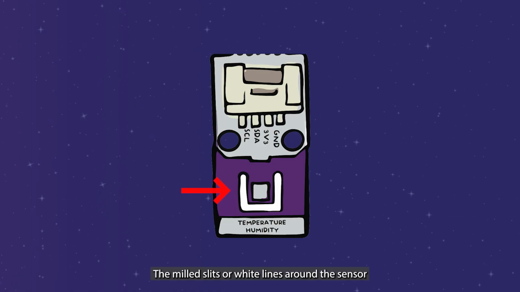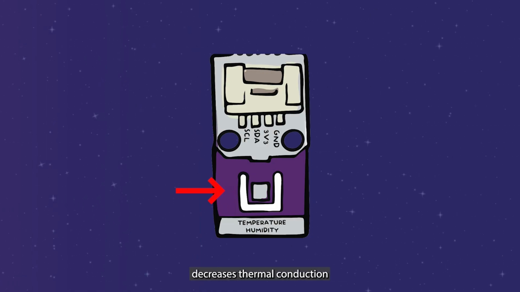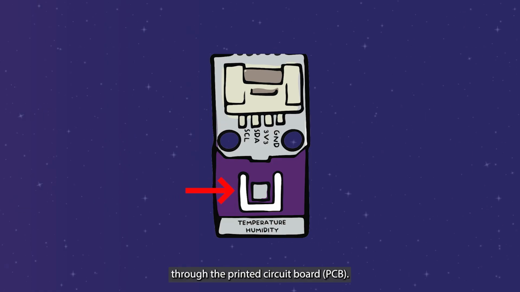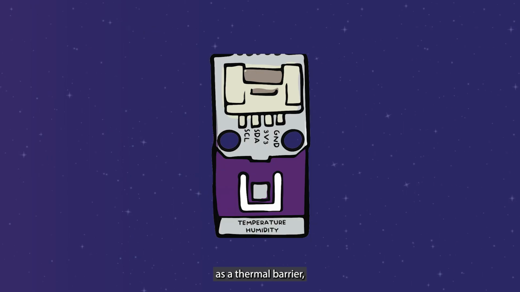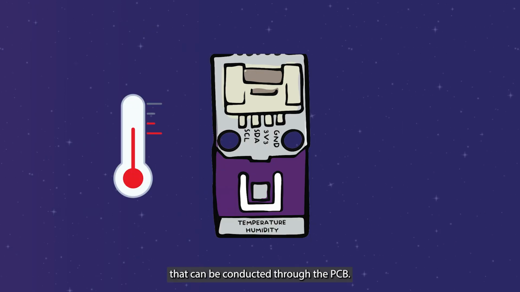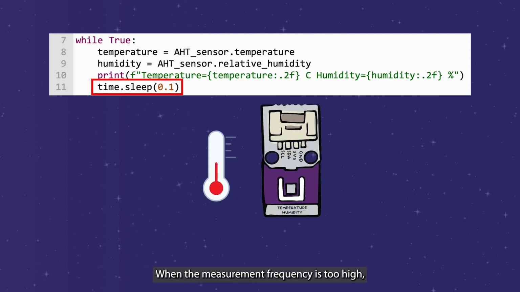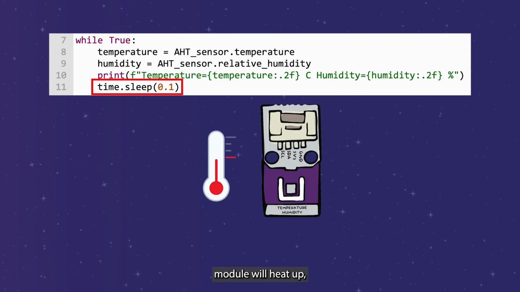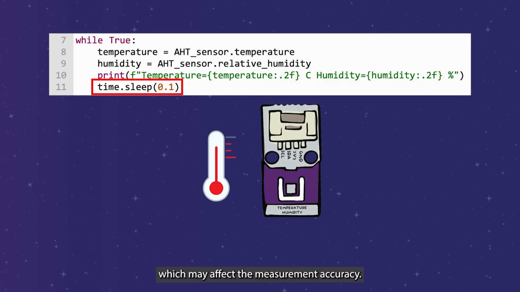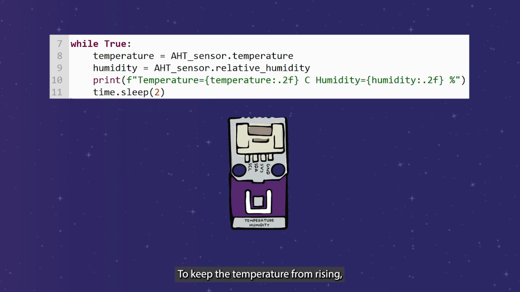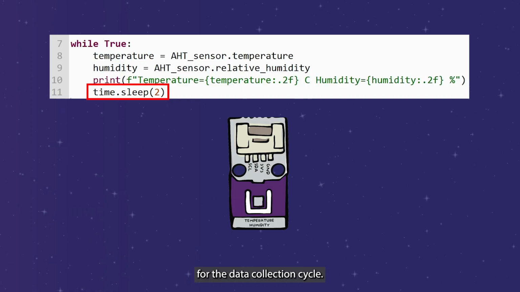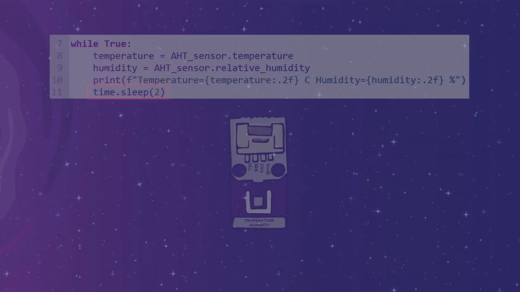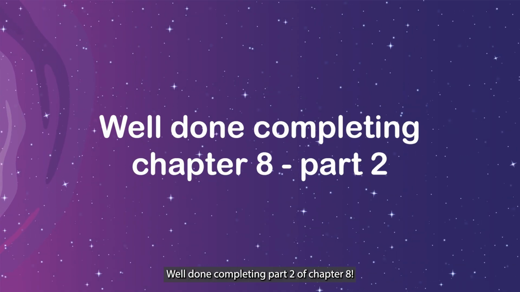The milled slits or white lines around the sensor decrease thermal conduction through the printed circuit board. This is because the slits act as a thermal barrier, reducing the amount of heat that can be conducted through the PCB. When the measurement frequency is too high, the temperature of the sensor module will heat up, which may affect the measurement accuracy. To keep the temperature from rising, it's recommended to include a 2-second interval for the data collection cycle. Well done completing part 2 of Chapter 8.